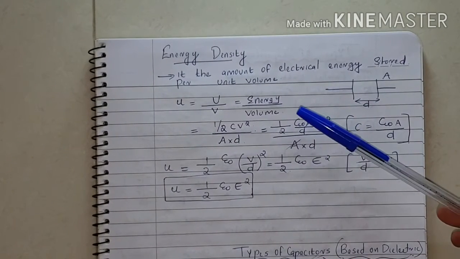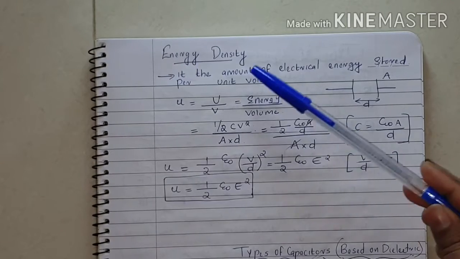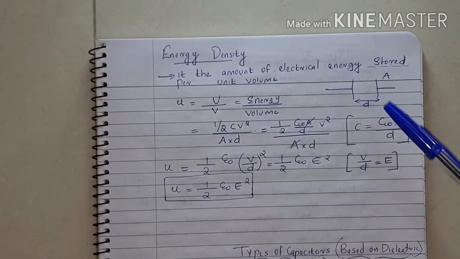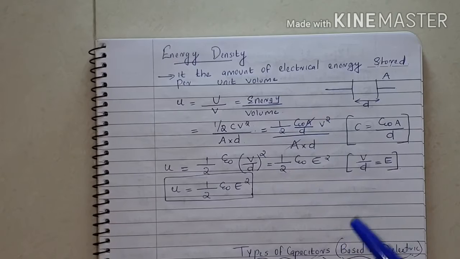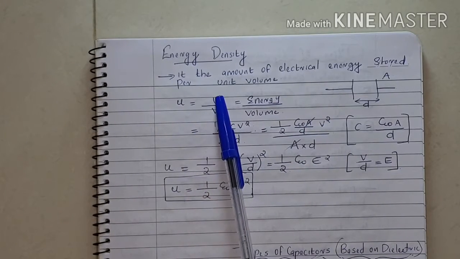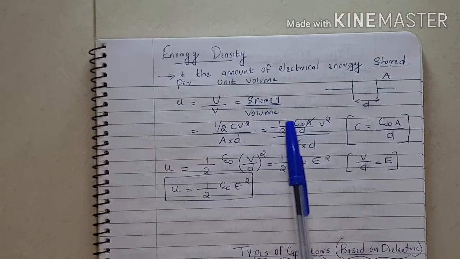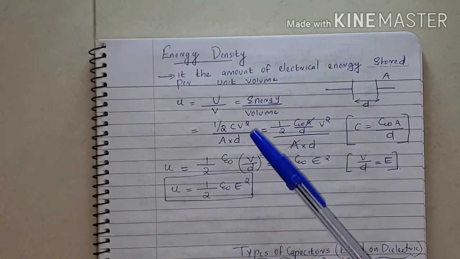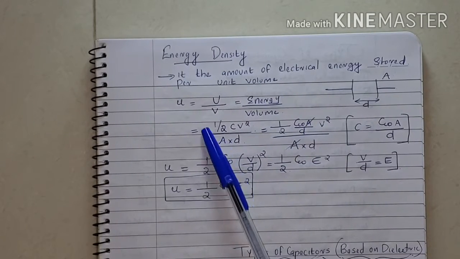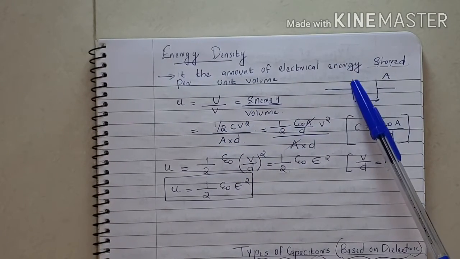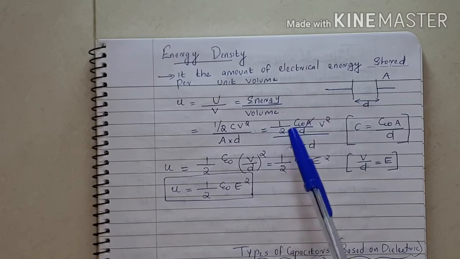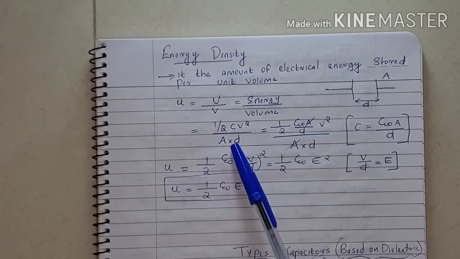Next, we will derive the equation for energy density. Energy density is nothing but the amount of electrical energy stored per unit volume. That is, energy density is equal to U by V, energy stored per unit volume. We already derived three equations for energy stored. Here we are considering the second equation, that is half CV square, divided by the volume of the parallel plate capacitor, which is nothing but area into distance between the two plates. So half CV square divided by A into D.